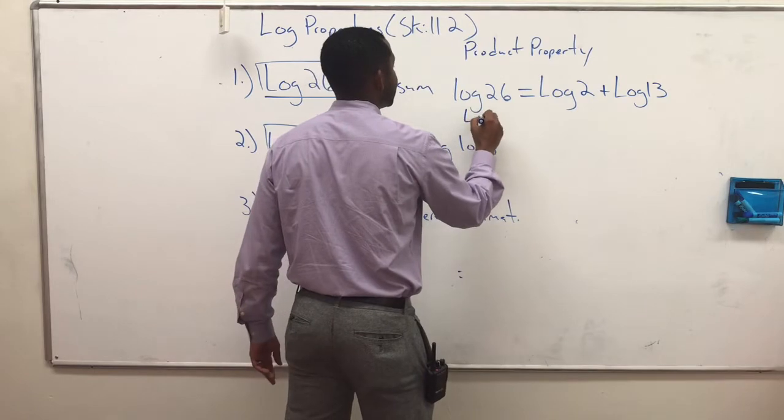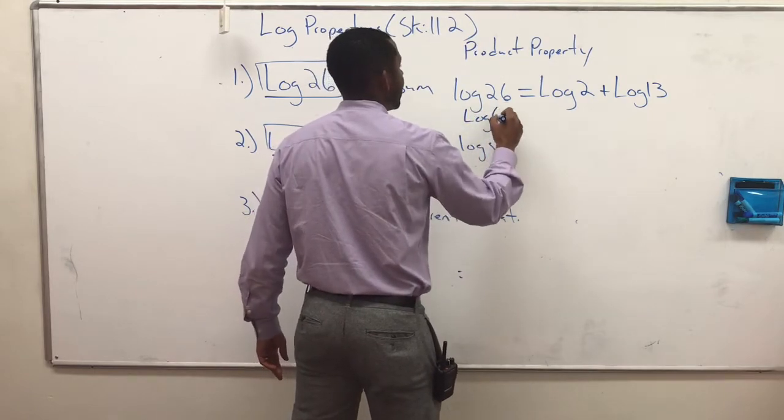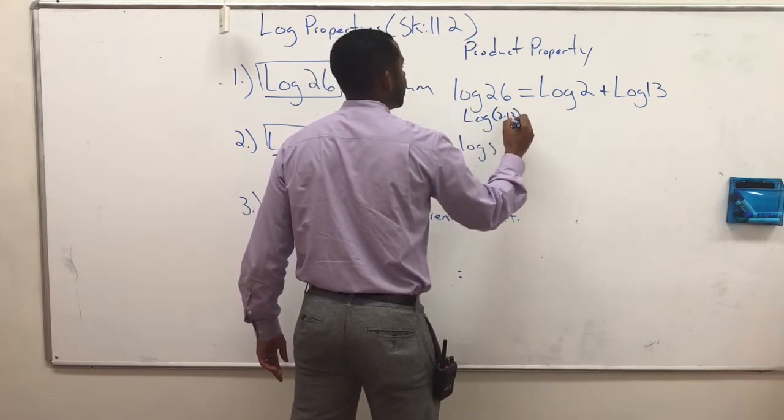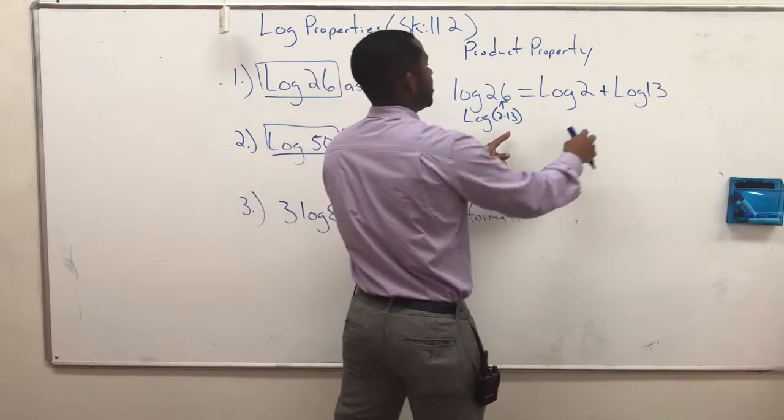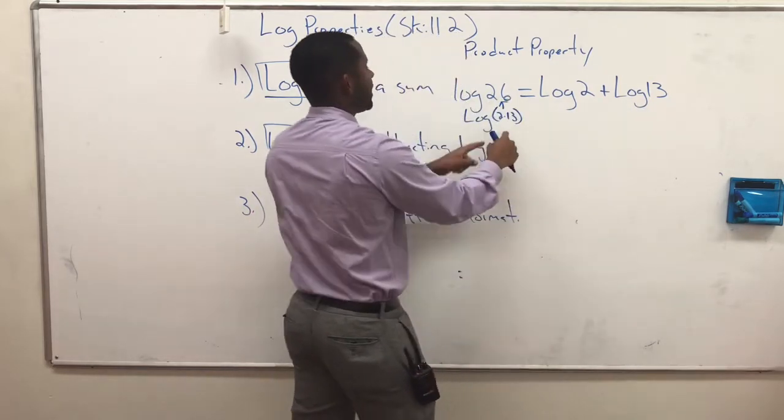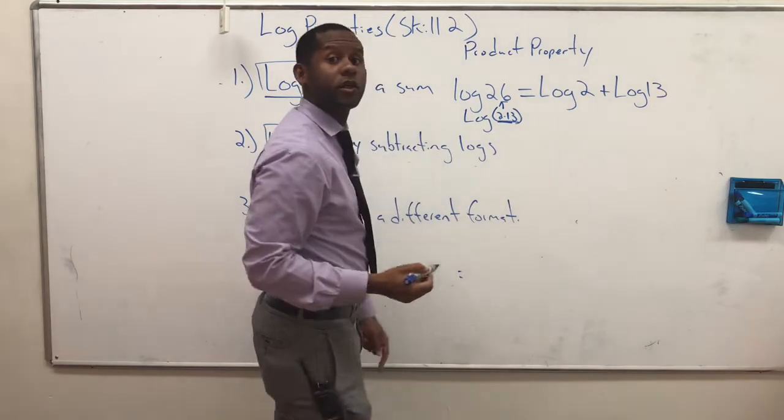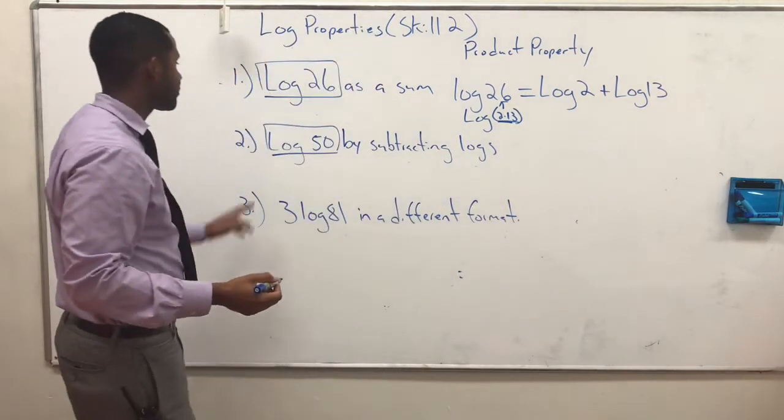Because this 26 could be shown as 2 times 13. So that's where you see the product. If I take 2 times 13, that gives me the 26. Here's where you see the product, okay?